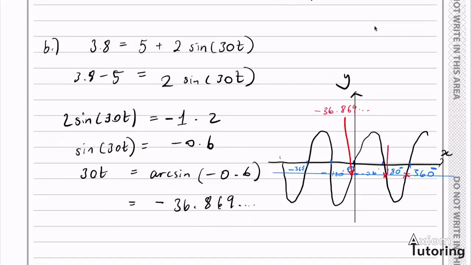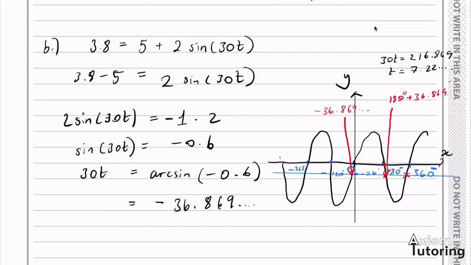and this one here. Now, that solution there will be 180, because where the sine graph is crossing the x-axis, that's going to be our 180 degrees. So this solution here will be 180 plus 36.869. So that will mean we have 30t equals 180 plus 36.869. You can just plug that in the calculator. We get 216.869. We divide that by 30. We get a time of 7.22.